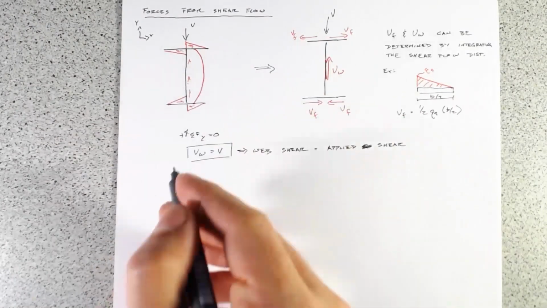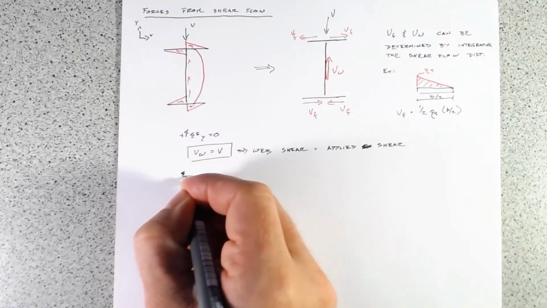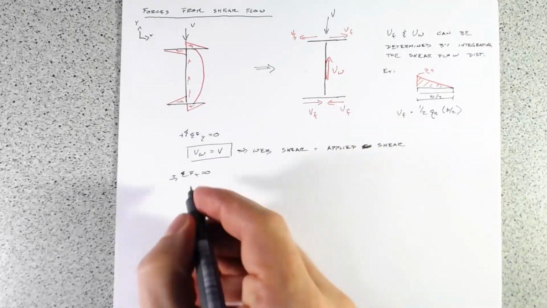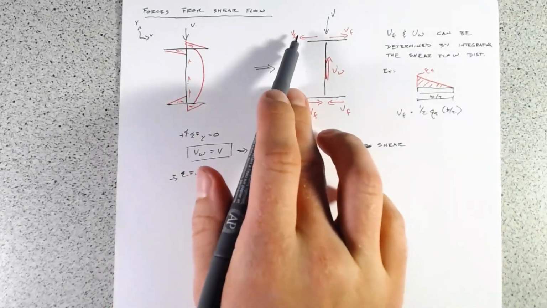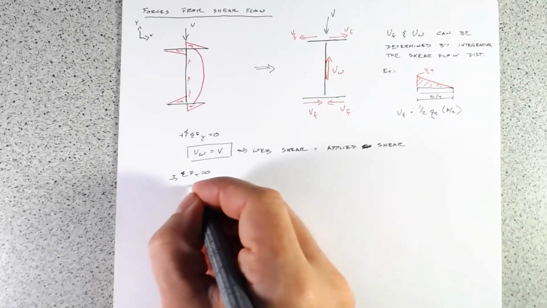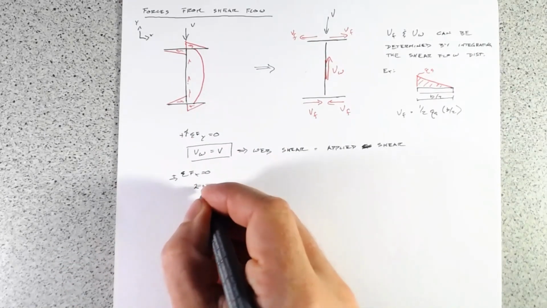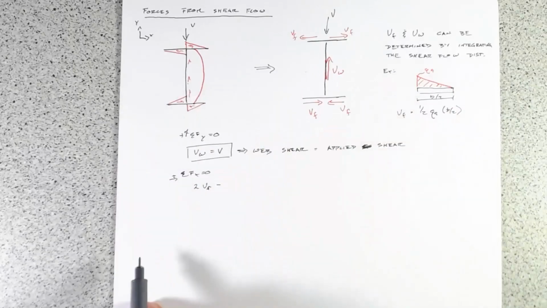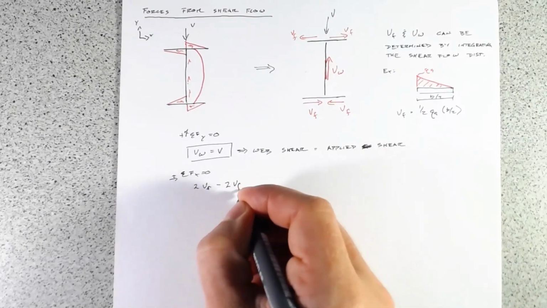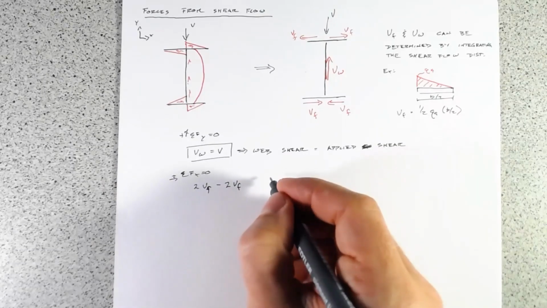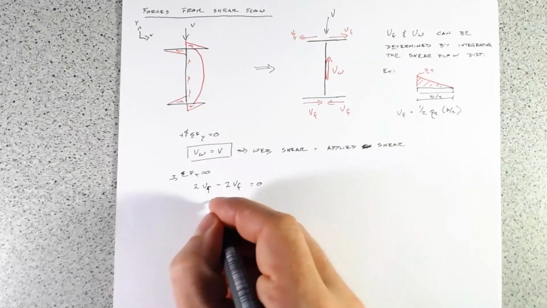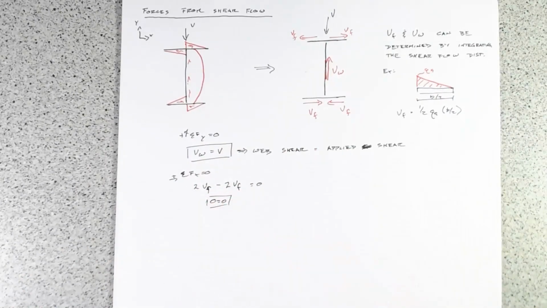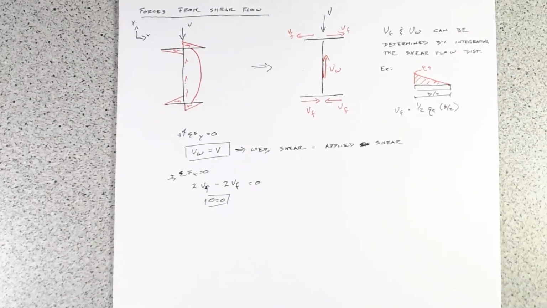Well, let's sum our forces in the X, and that's going to equal 0. We have 2 V sub f going to the left, minus 2 of them going to the right, and that equals 0. So we see we have 0 equals 0, all of the V sub f being the same. So that's not overly helpful or overly surprising.